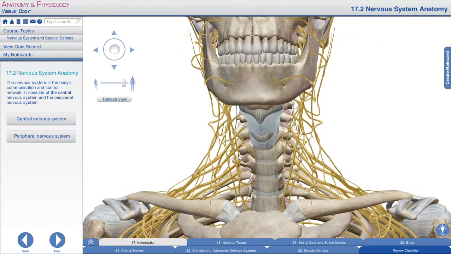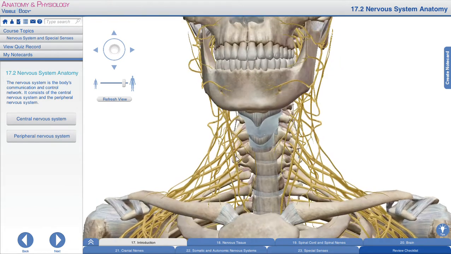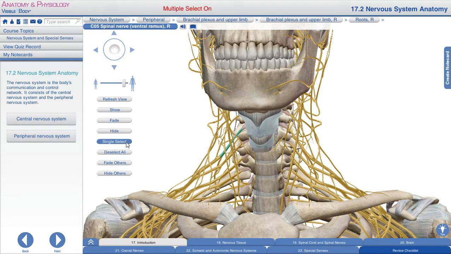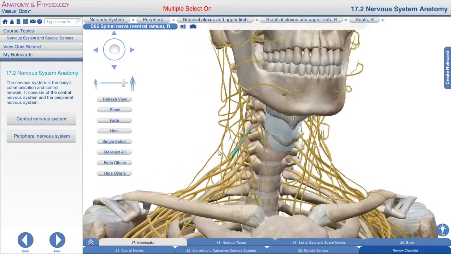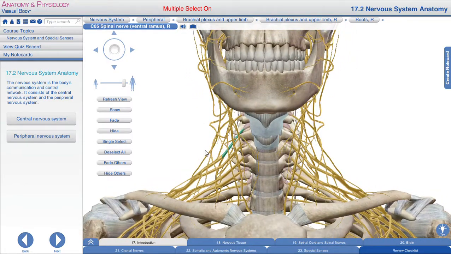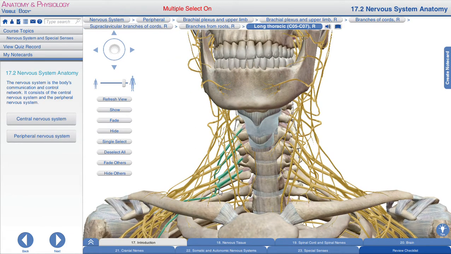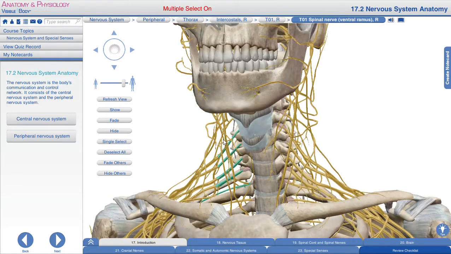So the brachial plexus is usually formed by the union of anterior rami of C5. I'm going to highlight the portion of the brachial plexus with a pointer. The brachial plexus is formed by the union of C5, C6, C7, C8 and T1. These are called the roots of the brachial plexus.